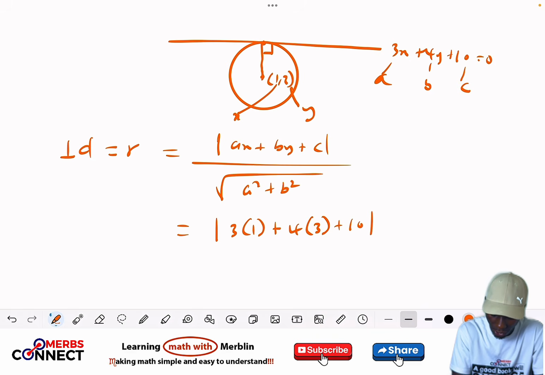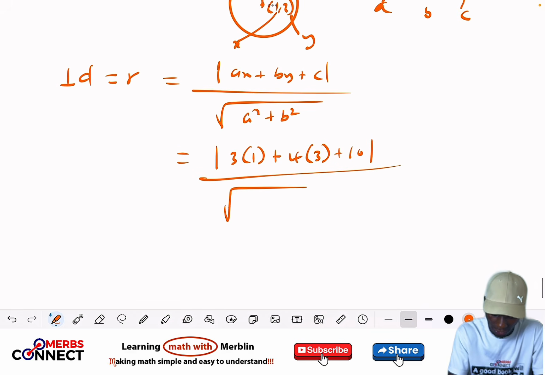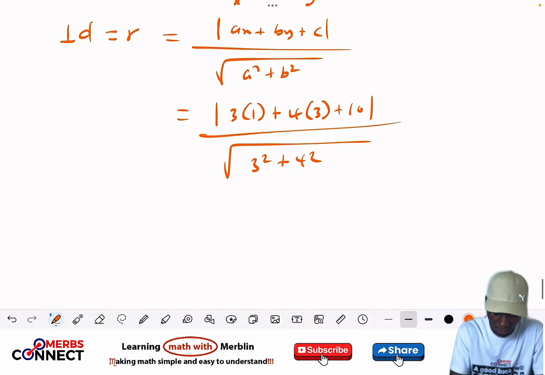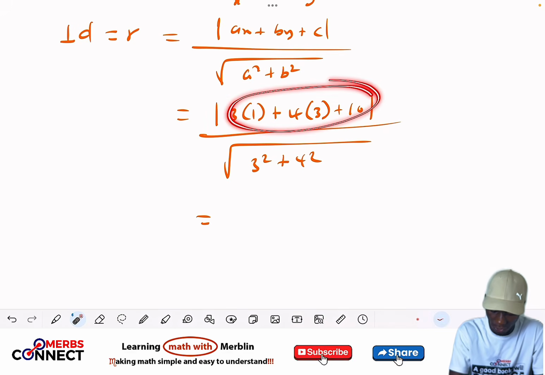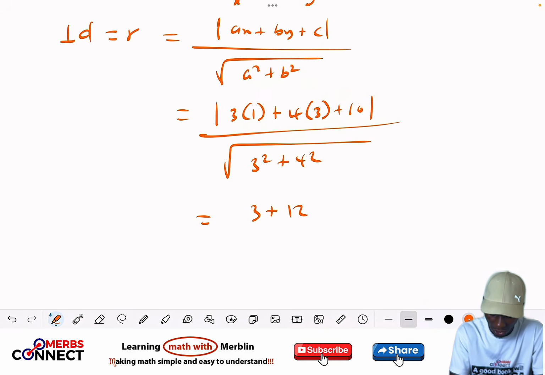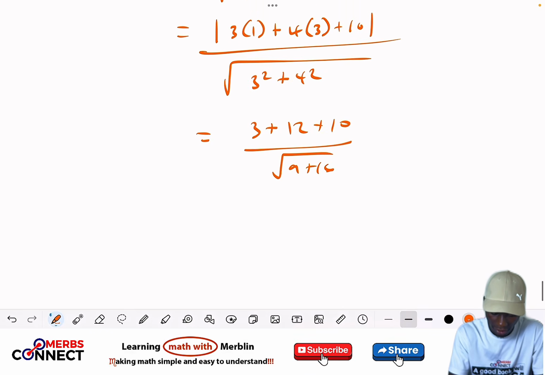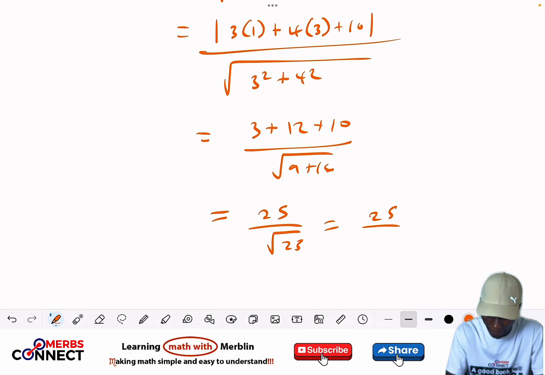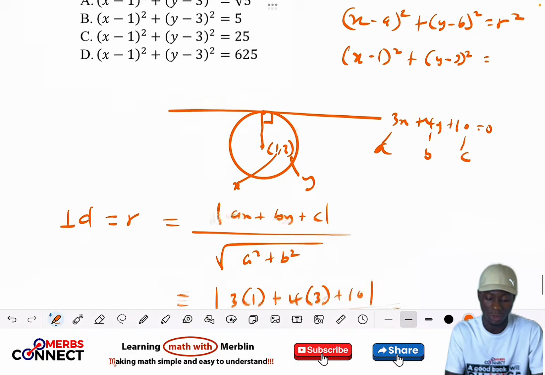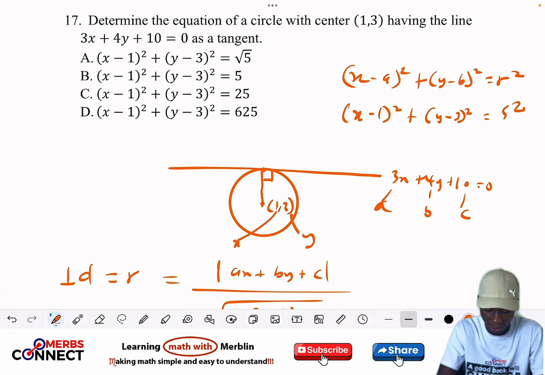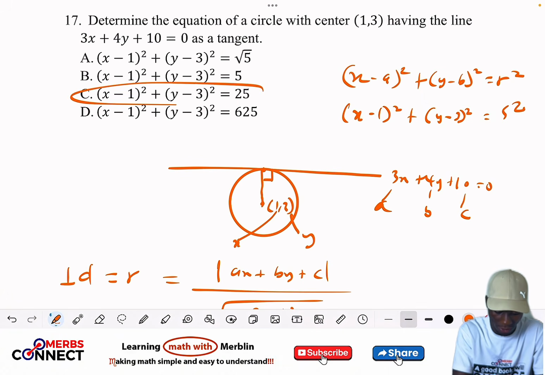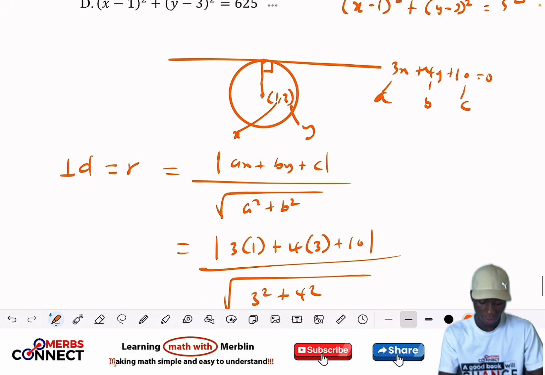Absolute just makes sure that if it's minus, it goes to positive. So A is 3 squared plus 4 squared. There is no negative, so I'll make it positive. So 3 plus 12 plus 10, divided by the square root of 9 plus 16. This is going to give us 25 divided by the square root of 25. 25 divided by 5 will be equal to 5. So the radius is 5, so this will be 5 squared. 5 squared is 25, so we are going to have this one here. Nice.